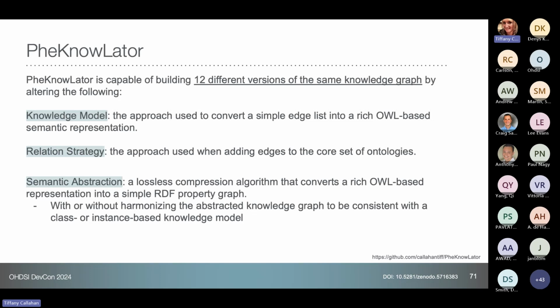So you can think of this as a lossless compression algorithm that converts a rich OWL-based representation into a simple graph representation. And it adds additional harmonization properties. Sometimes you will have an ontology that includes A-box and T-box, and maybe that's okay. But for some applications, maybe you want just one approach. So PheKnowLator also provides this harmonization, that lets the abstracted knowledge graph be cleaned so that it can be consistent with either approach.